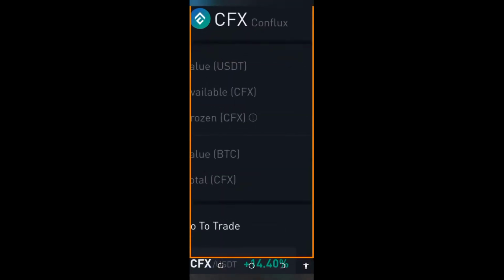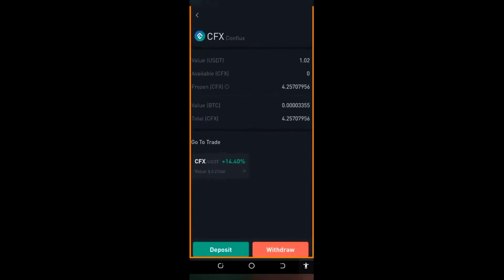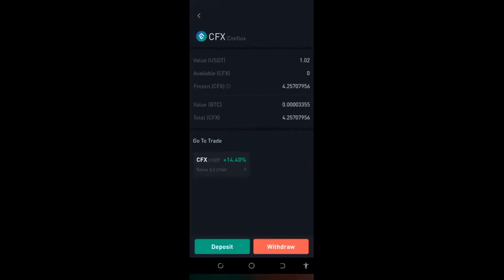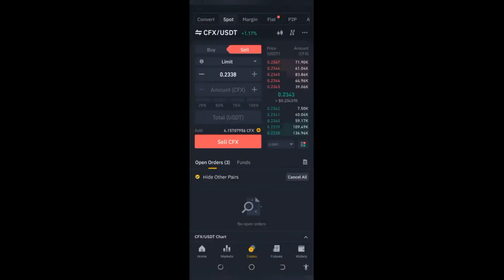Okay, see what it says: frozen. That means it's on its way out. Let's just hold on and see. We'll see it on the other side when it arrives in Binance, and then we'll change it back eventually to see what the value of our $1 became. Okay, see you shortly. Okay, it has arrived.